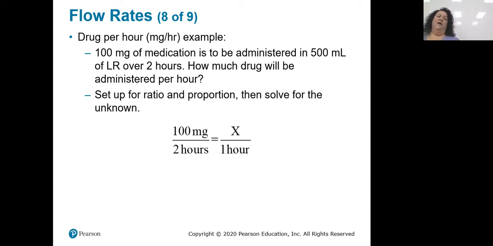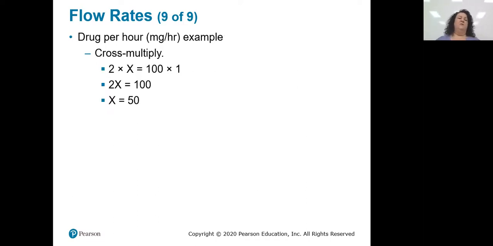Some of us can look at this one and already see the answer, but if you cannot, then we would cross multiply. 2 times X becomes 2X. 100 times 1 becomes 100. That 2 is being multiplied by X, so we'll have to divide by 2 to isolate the X. What we do to one side of the equal sign, we must also do to the other side. So 100 divided by 2 equals 50, which gives you X equals 50. With this particular scenario, the individual would receive 50 milligrams of medication for every 1 hour. That was the first example for our drug per hour.